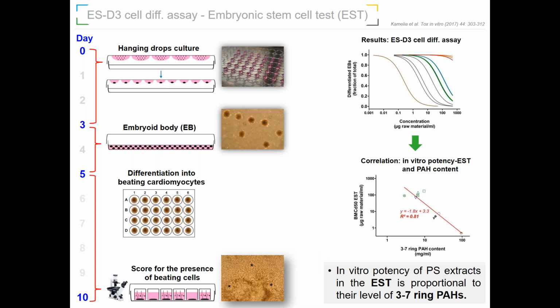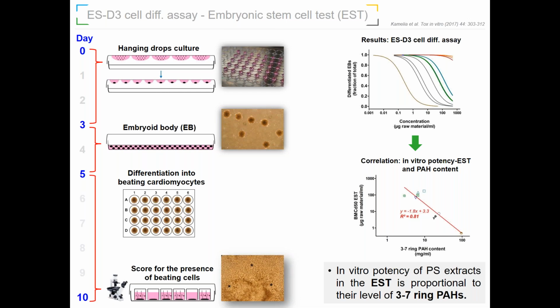If you combine all the results obtained from these ESD3 cell differentiation assays of the EST, this is how the result looks. So in short, you can see that all PAH-containing petroleum substance extracts show inhibition of stem cell differentiation in a concentration dependent manner. And most importantly, this occurs at non-cytotoxic concentrations. On the other hand, all PAH-free extracts, like gas-to-liquid products and highly refined base oil extracts, tested negative in the EST.